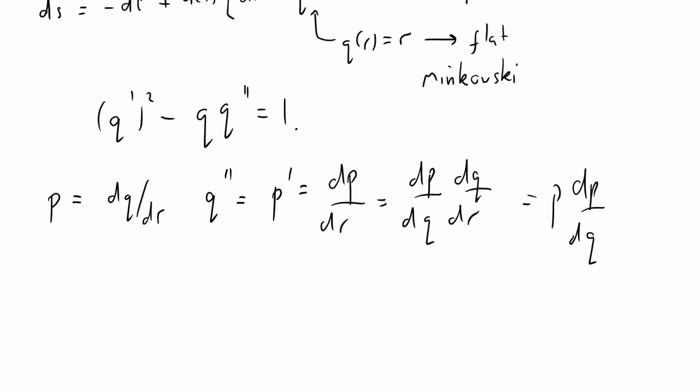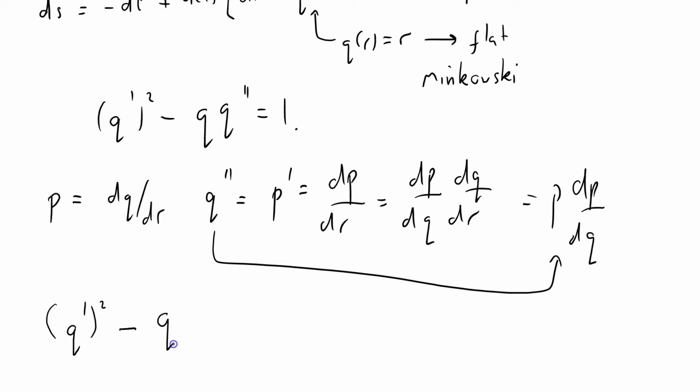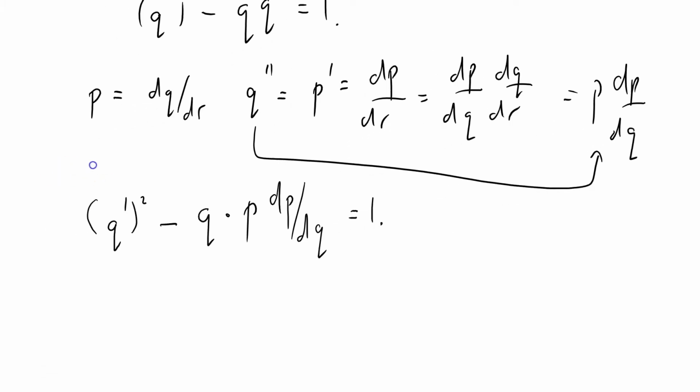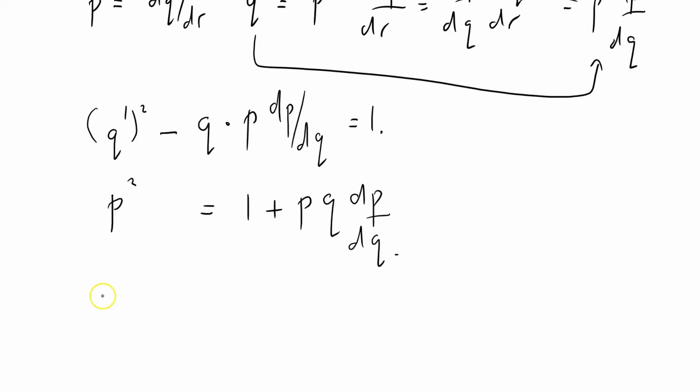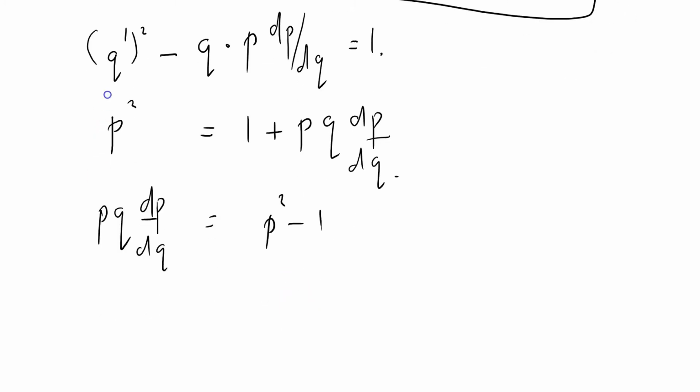Okay, so we've got this nice expression for q dash dash. So q dash dash equals this thing here. So that says that q dash squared minus q times p dp by dq equals 1. That's quite nice. So what does that tell us? Well, that tells us that p squared equals 1 plus p times q times dp by dq. So just rephrasing this, I'm just turning it into a form that I can integrate, p q dp by dq equals p squared minus 1.